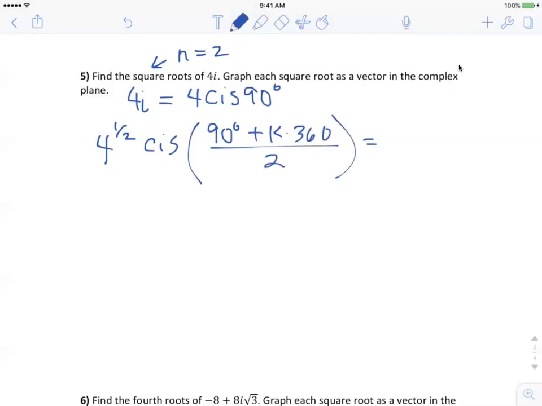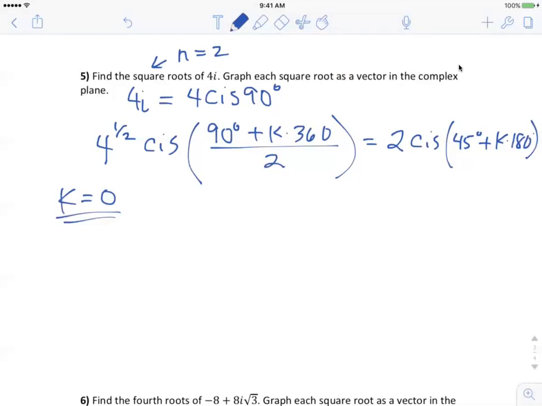Simplifying this down, 4 to the power of 1/2, that's the square root of 4, which is 2. And then I'm going to break this up again, divide each side by 2. So 90 divided by 2 is 45, and 360 divided by 2 is 180. So k times 180. Now you always start with k equals 0, and you just keep going until you have the number of answers you're supposed to have.